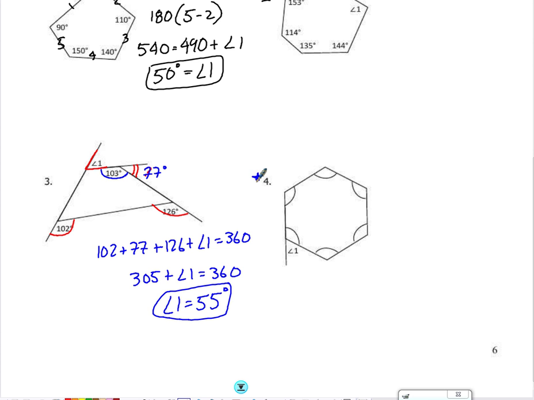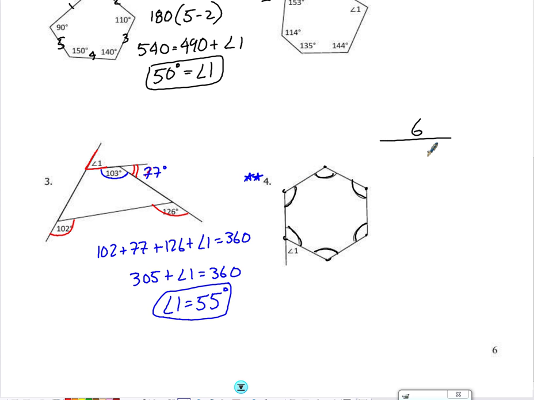So I have a 1, 2, 3, 4, 5, 6-sided figure, which is a hexagon. They also tell me that all the interior angles of that hexagon are all congruent to each other. So it is a regular hexagon. Since it's regular, then I know that all of its interior angles and exterior angles are all going to be the same. So in my 6-sided figure, I know that all the exterior and interior angles are all going to be the same value.